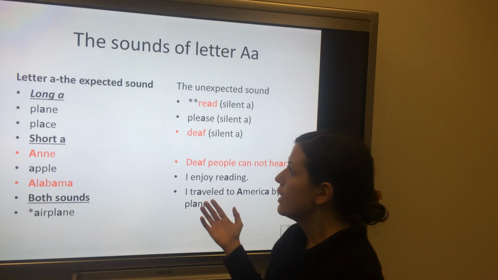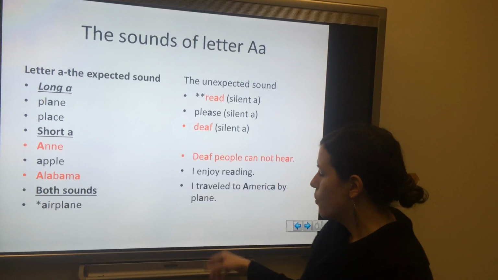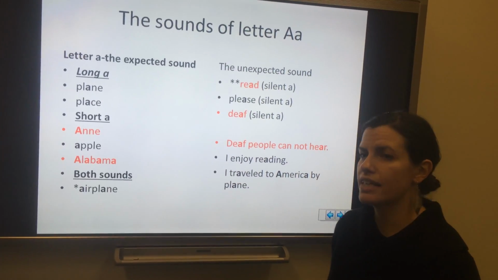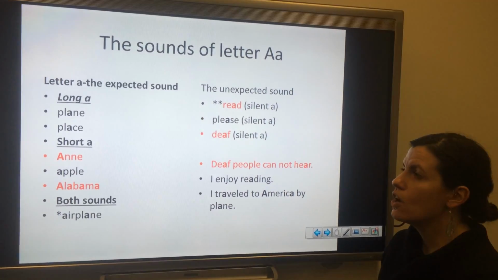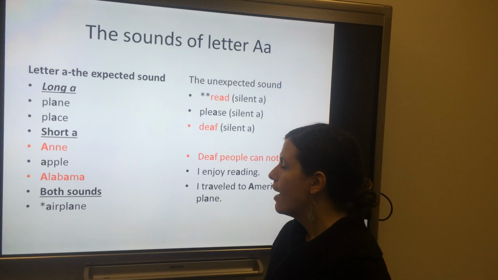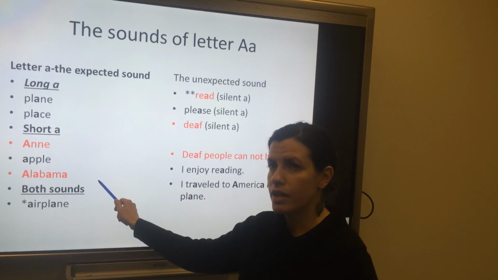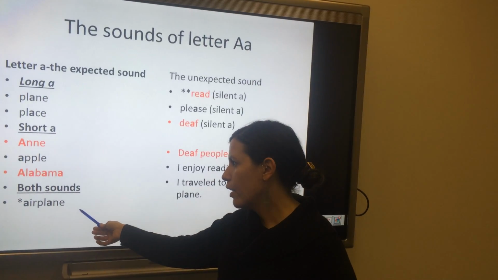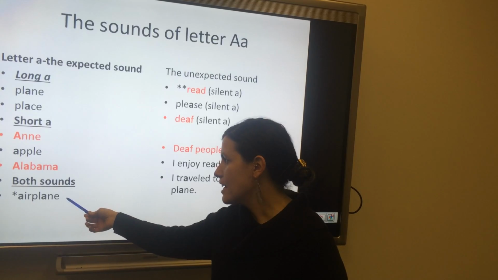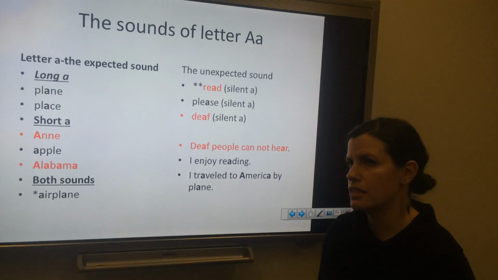There is what we call the long sound, and if you remember from last week, A is a vowel. So we have here plain and place, A. They sound like the name of the letter A. In this case, the long sound, we say the letter says its name. Now short A, Anne, a woman's name in English, apple, Alabama, and this here, airplane, has both sounds. The air is a short vowel sound, and the A is the long vowel sound. And Anne and Alabama are in red because they're part of next week's lesson.